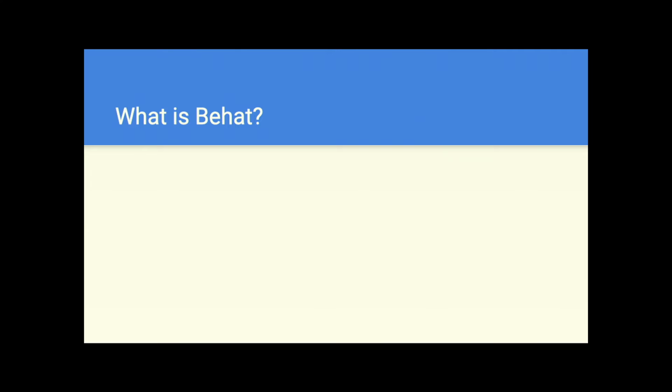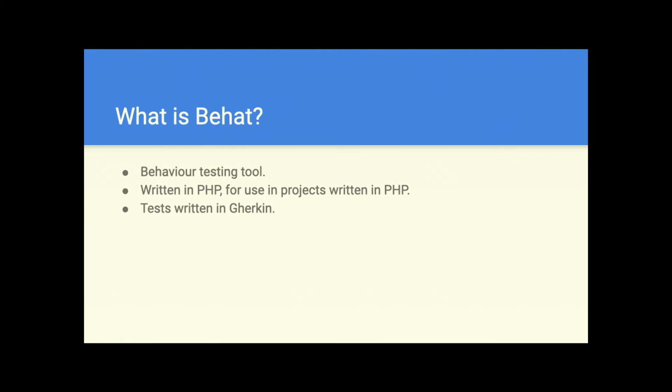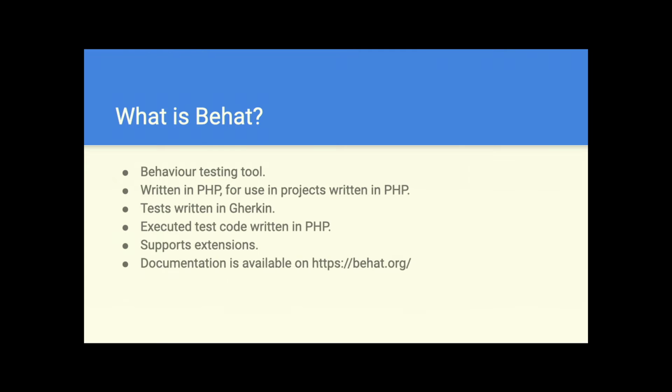So first off, Behat. Behat is a behavior testing tool. It tests the behavior of your application. It is written in PHP, and it's specifically for projects that are also written in PHP. The tests themselves are written in Gherkin, which is a testing language. The executed code is written in PHP, and Behat supports extensions, so it is easy to add more functionality to your tests if need be. And of course, there's documentation available.